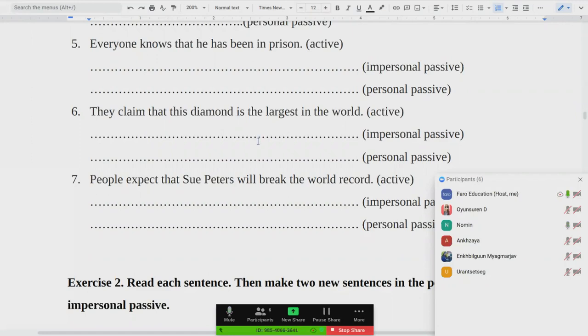They claim гэдэг нь шаардах, нэхэмжлэх, хүсэх гэсэн олон утгатай. Claim. Тэгэхээр энэ diamond бол дэлхий дээр хамгийн том гэж хүмүүс өчлөө гэсэн утгаар. Өчиг мэдүүлэг өгөхдөө хэлж болно. Нэхэмжлэхдээ мөн claim болно. За дараагийнх нь.